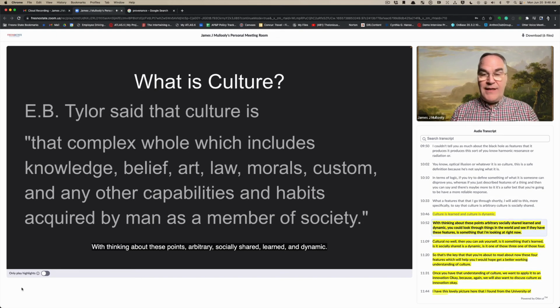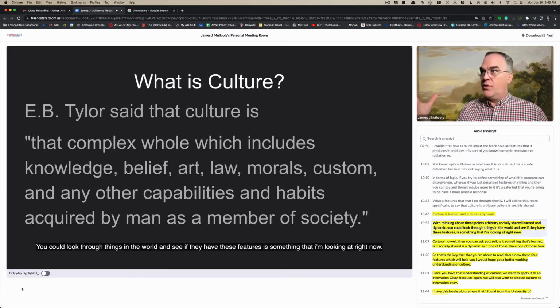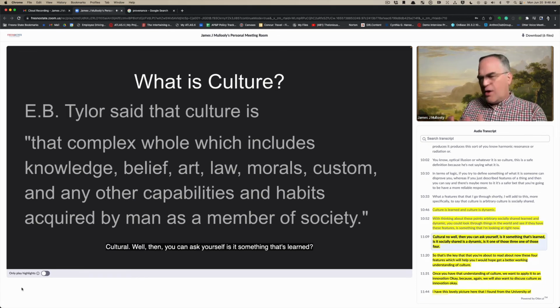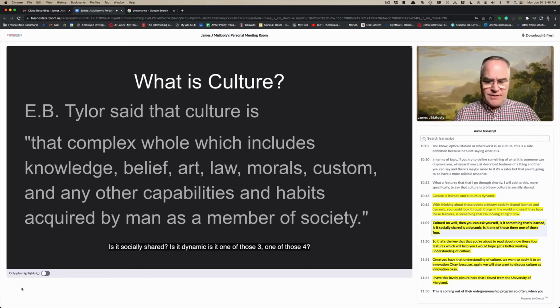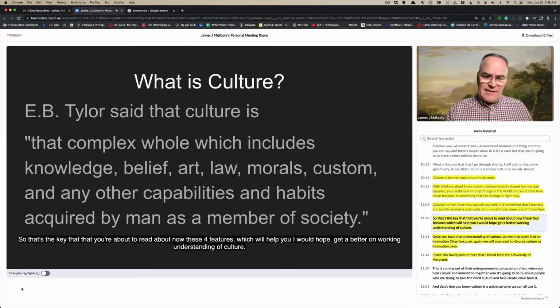With these points in mind, arbitrary, socially shared, learned, and dynamic, you could look through things in the world and see if they have these features. Is something that I'm looking at right now cultural? Well, then you can ask yourself, is it something that's learned? Is it socially shared? Is it dynamic? Is it one of those four? So that's the key that you're about to read about now. These four features will help you, I would hope, get a better working understanding of culture.